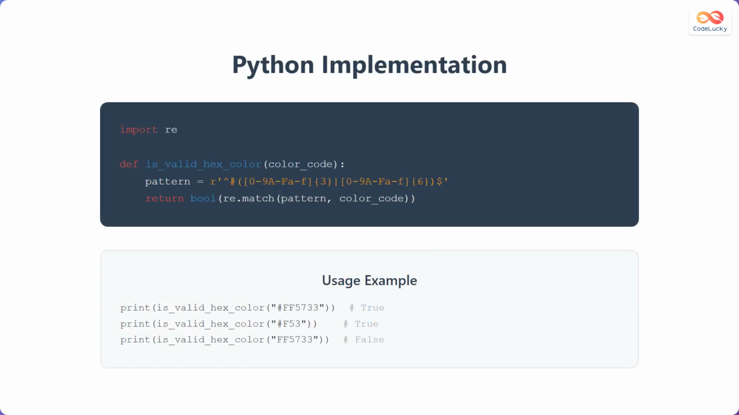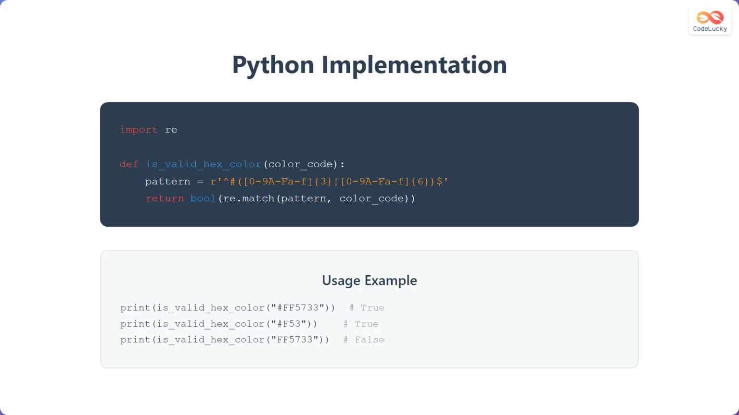Here's a Python implementation to validate hex color codes using regular expressions. First, import the re module. Then define a function called is_valid_hex_color that takes a color_code as input. Inside the function, define the regular expression pattern, ^#([0-9A-Fa-f]{3}|[0-9A-Fa-f]{6})$. Finally, return the Boolean result of re.match(pattern, color_code).